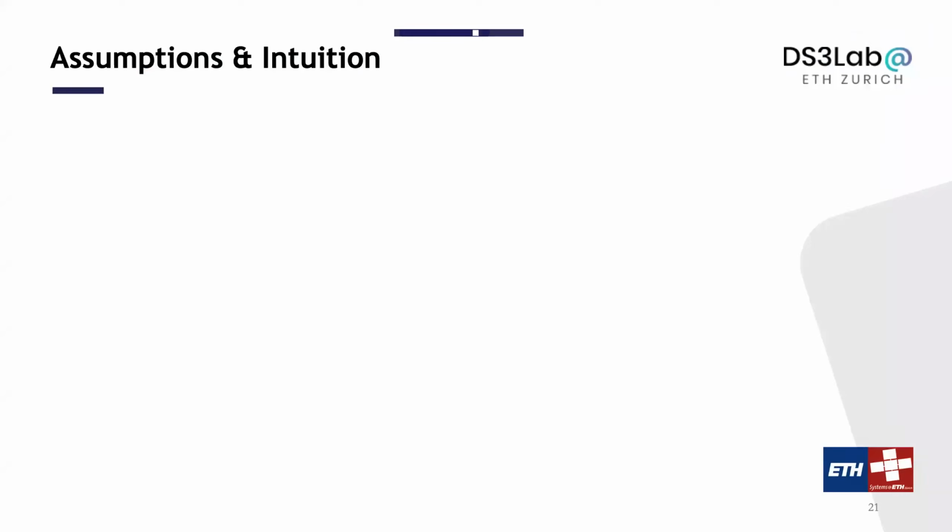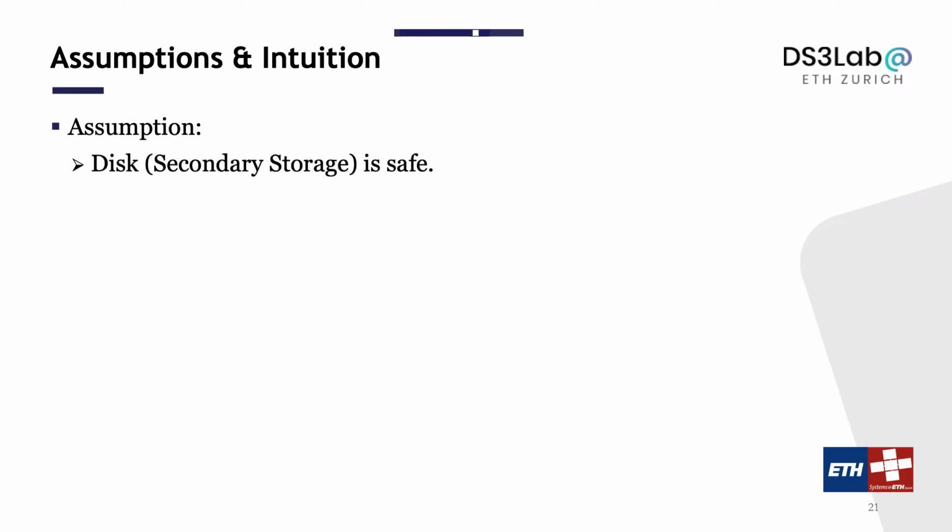Logs. Again, let's talk about assumptions and intuitions, and then we go to the technicality. So what is our assumption? In this course, we assume your secondary storage is safe. That is, you will never be in a situation where you lose your hard drive. You can pull the plug of the machine, and that's pretty much our target. Someone pulls the plug of the machine, you restart it. What should you do? You assume your disk is safe.